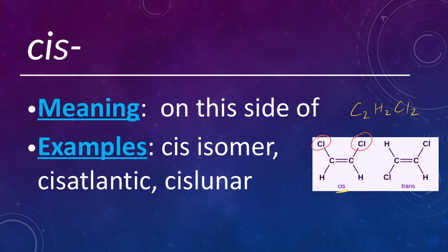Cisatlantic basically means on this side of the Atlantic Ocean. And then cislunar would refer to an orbit that's on this side of the moon, so between the Earth and the moon.